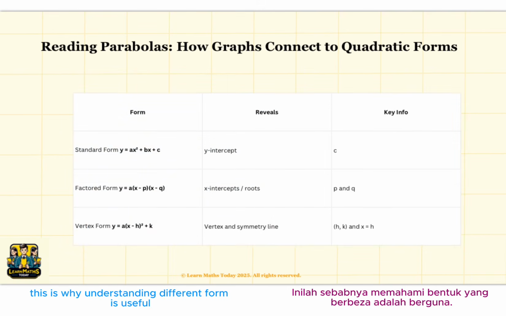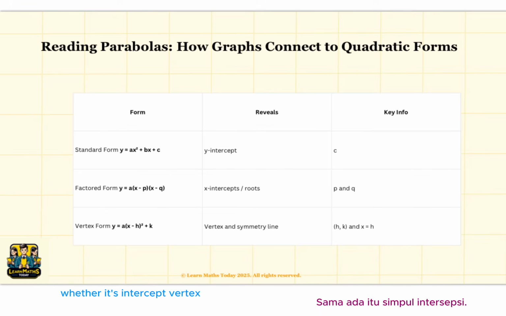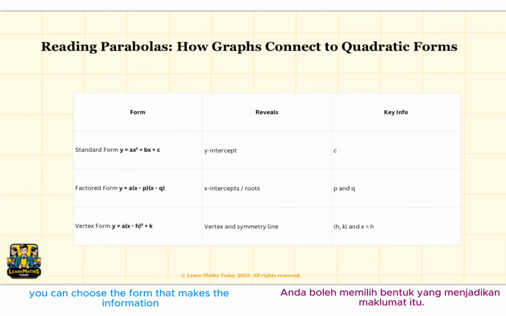This is why understanding different forms is useful. Depending on what information you need, whether it is intercepts, vertex, or other features, you can choose the form that makes the information most visible.